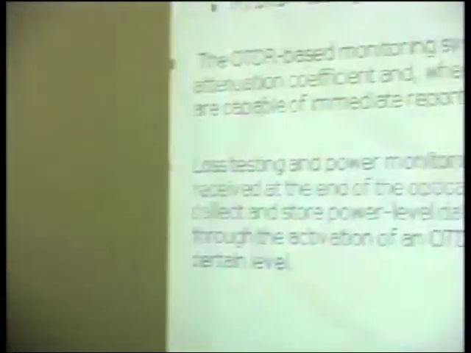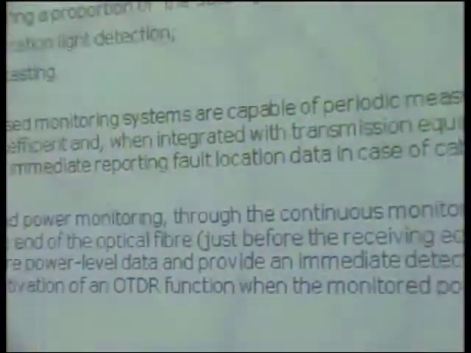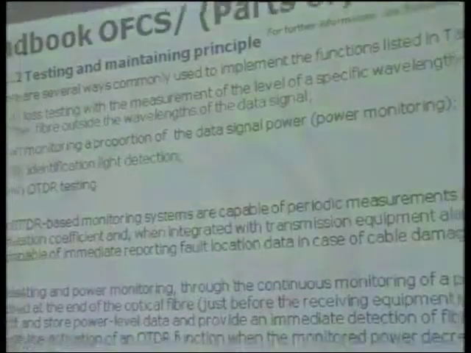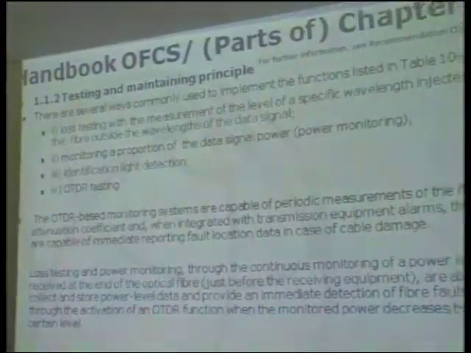Then the idea is that if the system has some measurement from the loss test or the power monitoring, it's possible to identify and put the OTDR in operation to measure the affected fiber when necessary. Then one could work together with the other system.